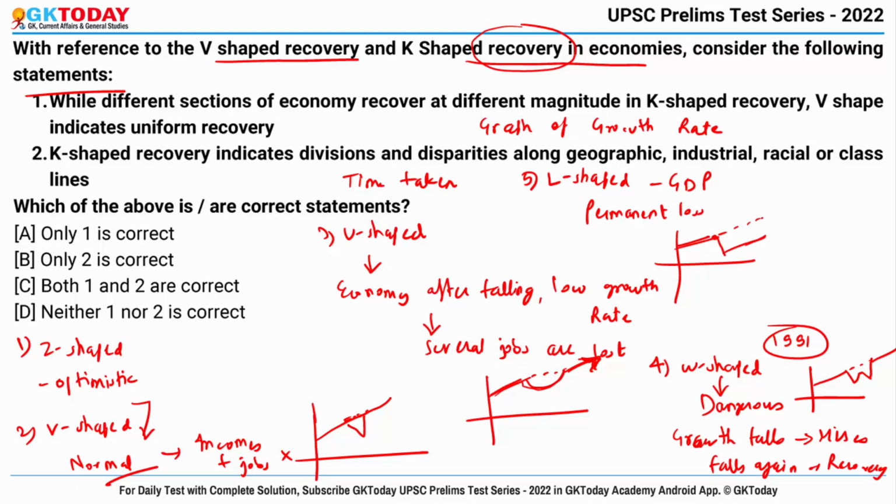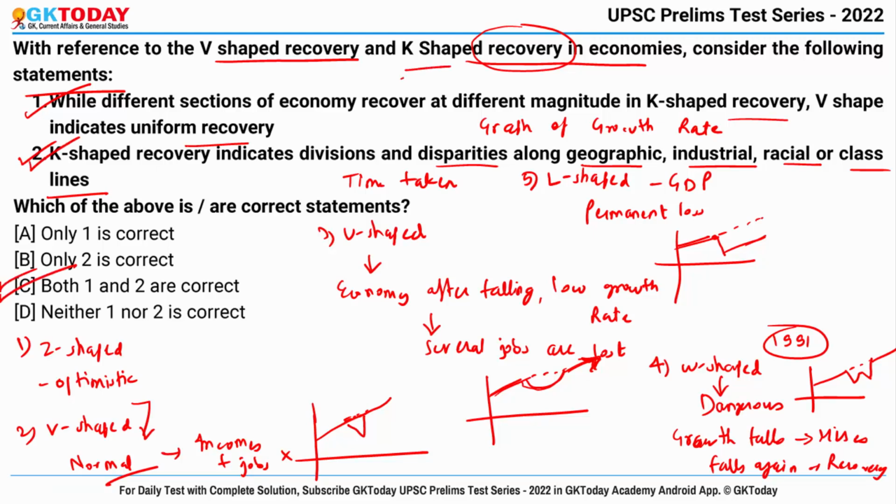Okay, now let's come back to the question. Let's read the statements. While different sections of economy recover at different magnitude, in K-shaped recovery, V-shape indicates uniform recovery. So we do not talk about K-shaped, but yes, this statement is right. And second says K-shaped recovery indicates divisions and disparities along geographic, industrial, racial or class lines. So these are some of the properties of K-shaped recovery. Okay, this is also right and correct answer becomes both 1 and 2.